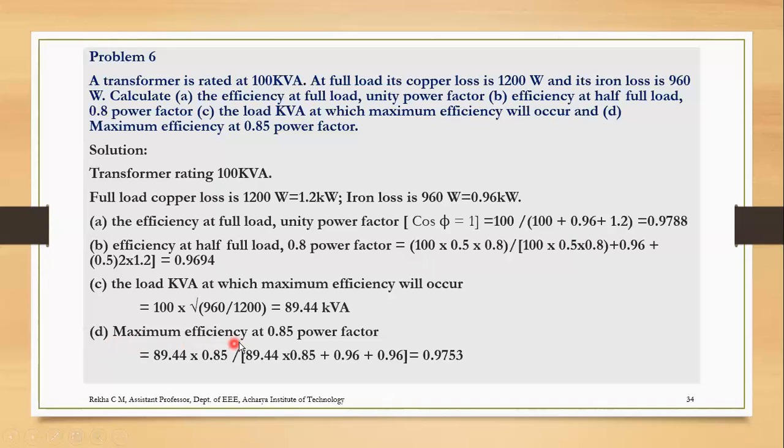Next, find out the maximum efficiency at 0.85 power factor. So how do you find it? Take the kVA rating, multiply by 0.85, divided by kVA into power factor. What is the value of X at maximum efficiency? It is 1, so that is why we have not considered it over here. Plus iron loss plus copper loss. Iron loss is equal to copper loss in case of maximum efficiency. So we get the efficiency value as 0.9753 or 97.53%.